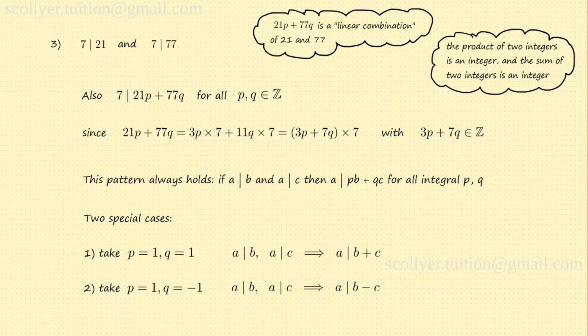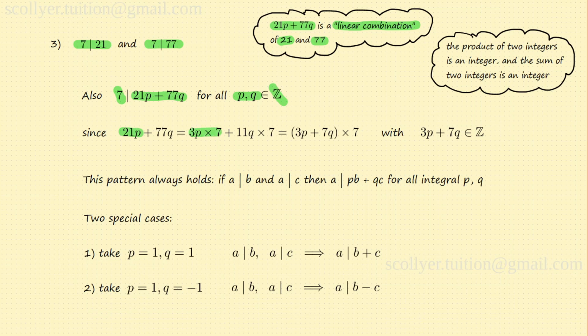The third fact about divisibility concerns so-called linear combinations. So 7 divides 21 and 7 divides 77, and it is the case that 7 also divides 21p plus 77q regardless of which integers we choose for p and q. This is true for all p, q in Z. And this particular way of combining 21 and 77, the 21p plus 77q, is called a linear combination.